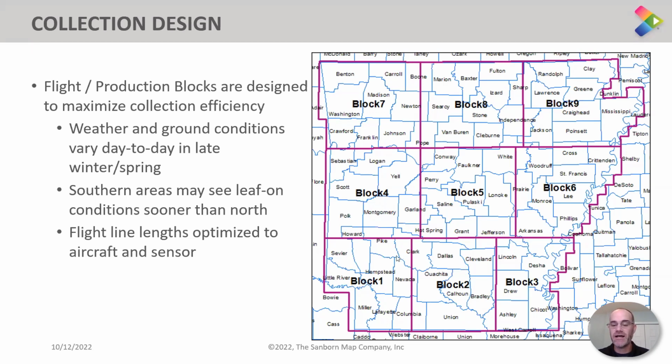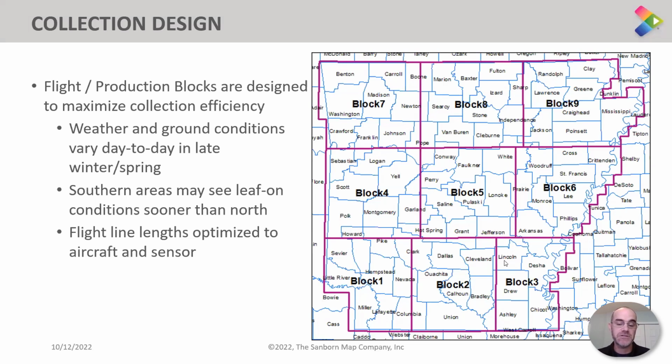Really the approach here is to block out both our collection and our delivery. This maximizes our efficiency on the collection in a couple of ways. One is we were able, and we will be able, to collect in blocks where we may have variable weather across the state. So, a front is coming through, let's say, and we have clouds lingering in the east one morning, but it's clearing out in the west, right? We're able to tackle the blocks where weather is available.